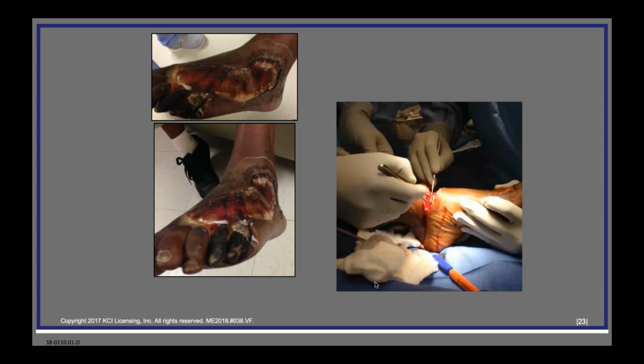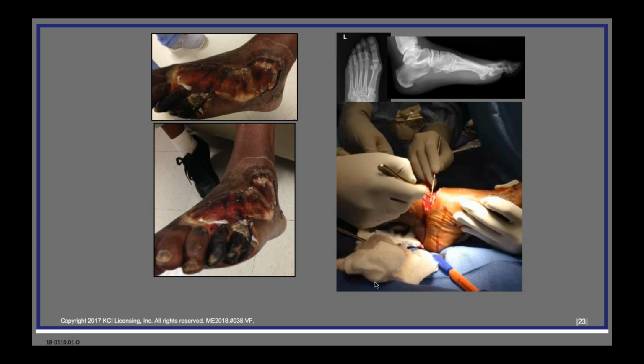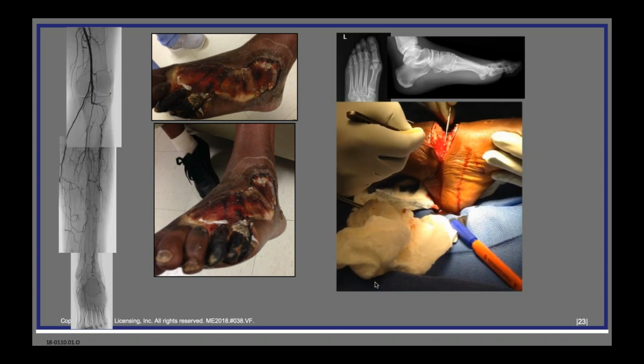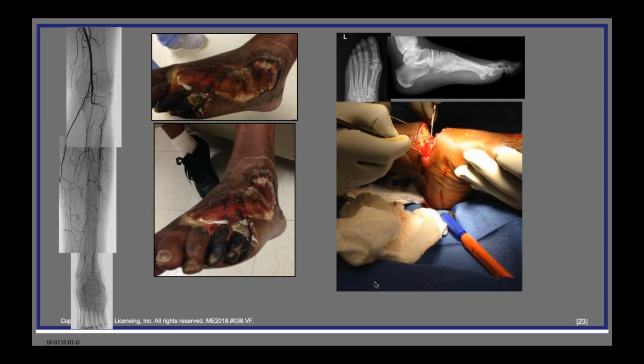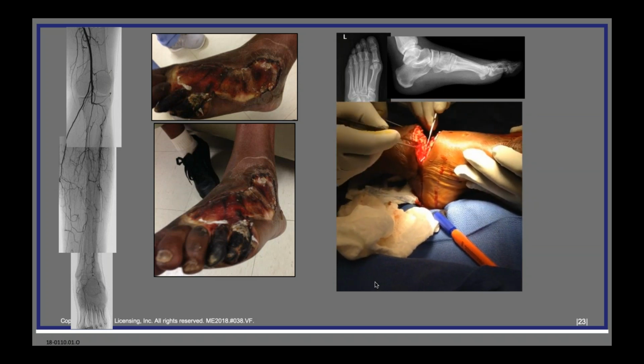Here's an example of a patient. You look at the clinical slides on the left, you can see those little digits 4 and 5 are pretty black. They're probably not salvageable, but how about the rest of the foot? Is it salvageable? You get x-rays and you can see those x-rays look okay. The bony architecture appears to be intact. And then you get an angiogram, a lot of collateralization, but no real inline flow past the ankle.